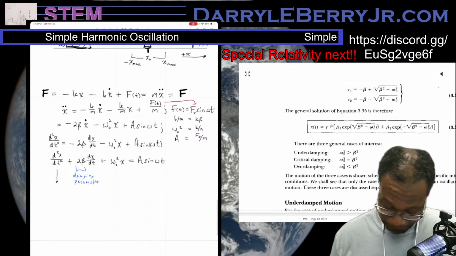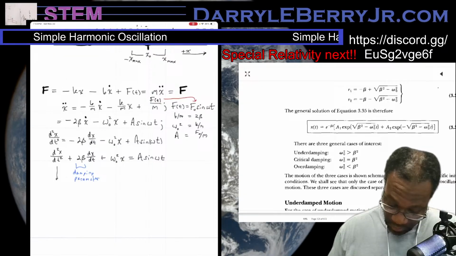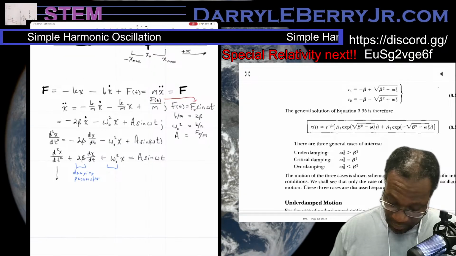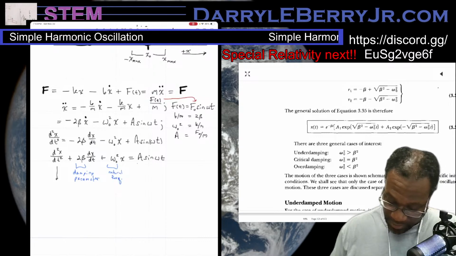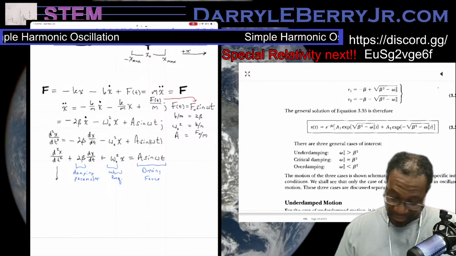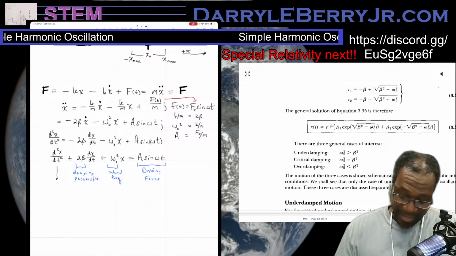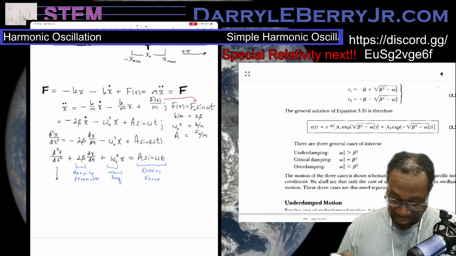All right, so we have this. So that's a damping parameter. This is still the natural frequency. And this is the driving force. Now we have a simple harmonic oscillator, as long as the oscillations are small, it's a simple harmonic oscillator.